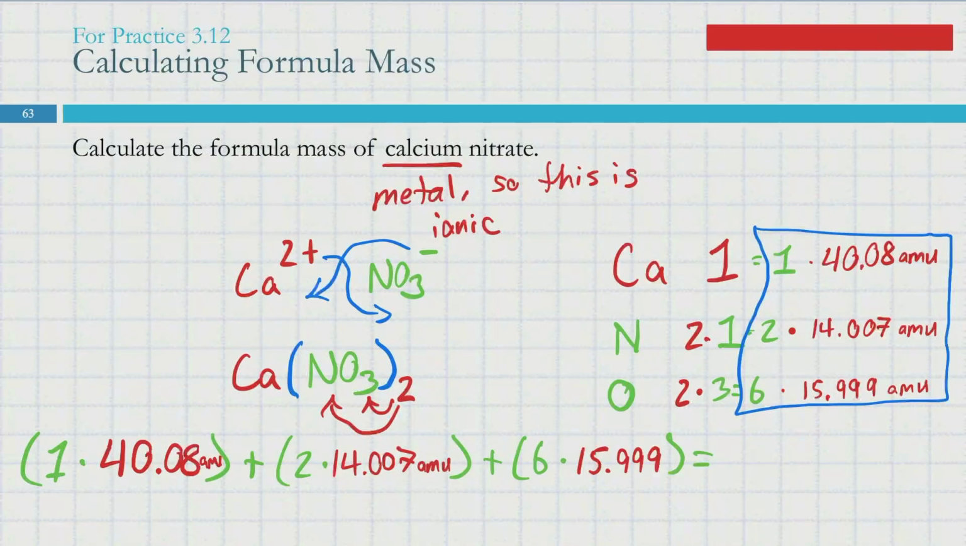Any questions about setting that up? You will need to know how to calculate a formula mass, because we're going to be using that, I would say, a pretty decent amount. So our calculator should tell us that this is 164.088 AMU. Is that our final answer?